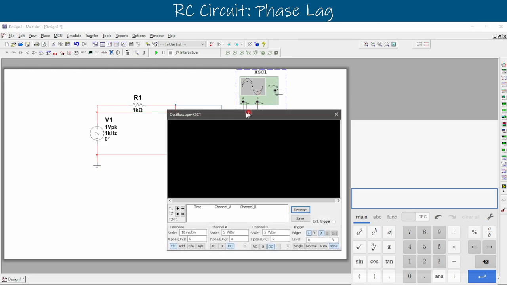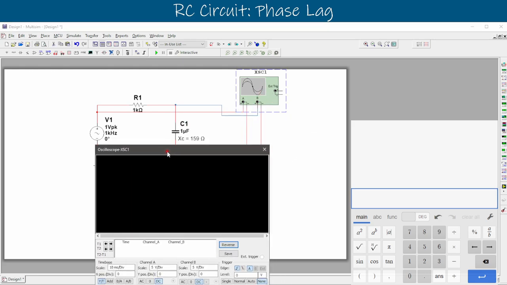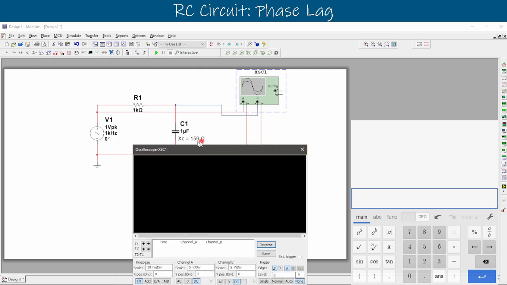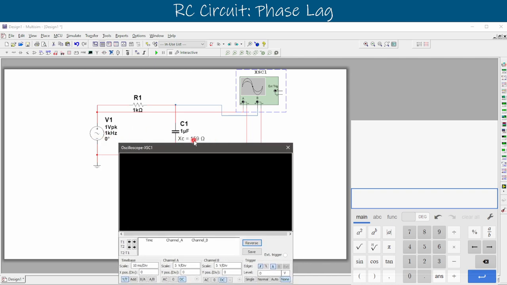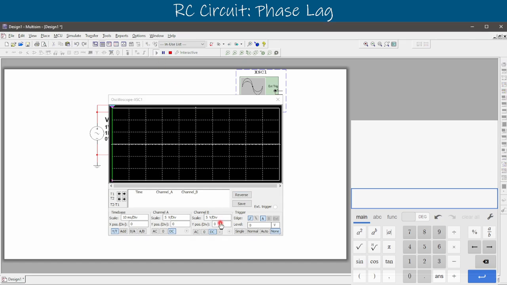So double click on our oscilloscope. We're given a couple of things already here. We are given that the XC value is 159 ohms. That's calculated based on the kilohertz frequency over here. And so we can use that value as what we expect our capacitor to do in terms of its resistance. Let's hit play on this and we'll see what our waveforms show.